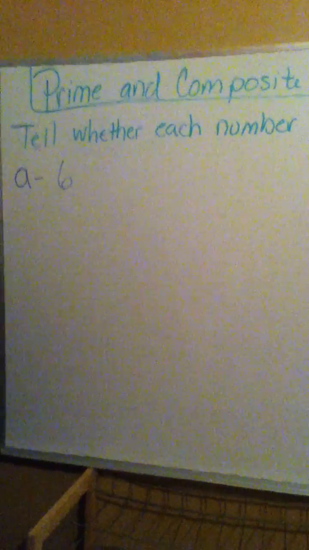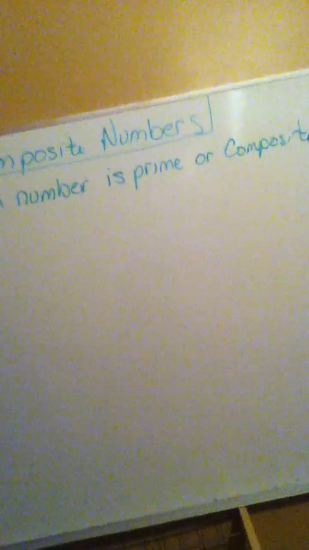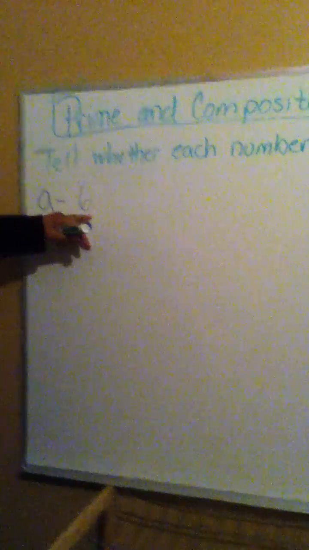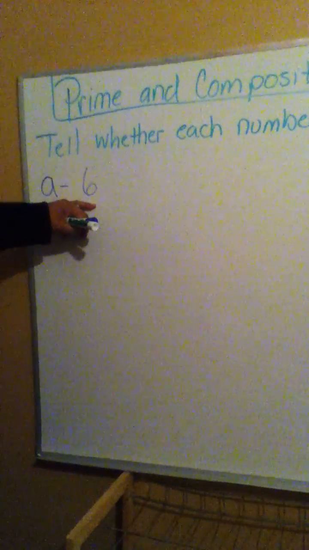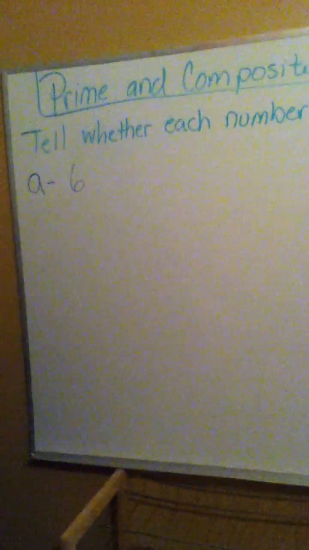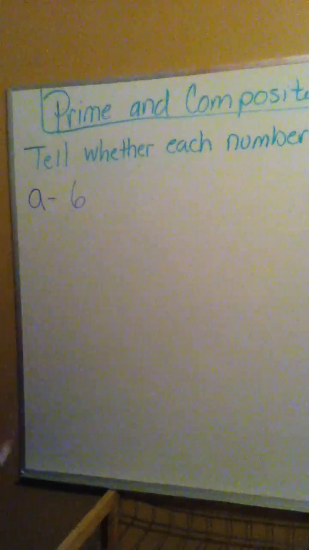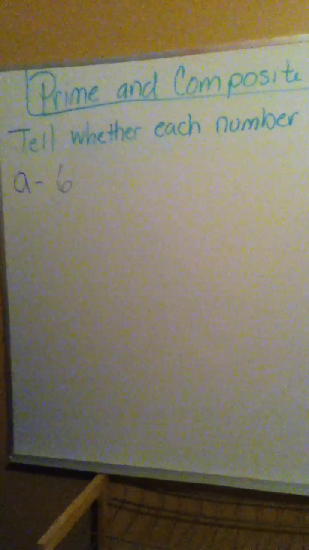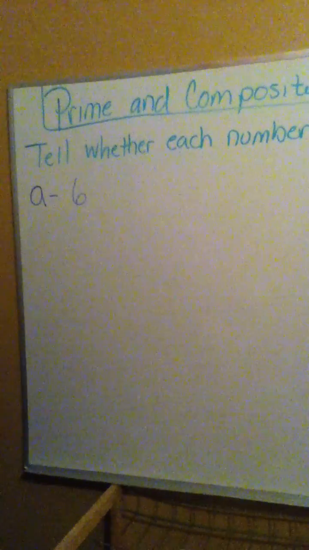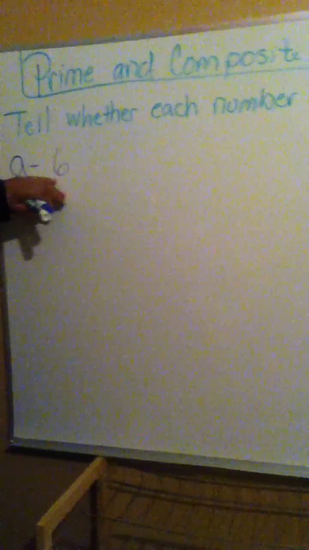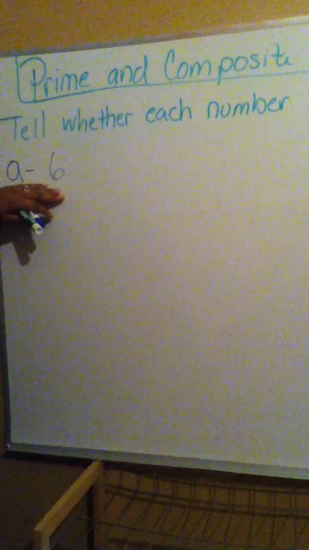Okay, here we're going to tell whether each number is prime or composite. A, we're going to start with 6. In order to tell whether this number is prime or composite, you must find all the factors of 6. Factors mean the numbers we multiply together. We're going to find all the numbers we can multiply together to get 6.